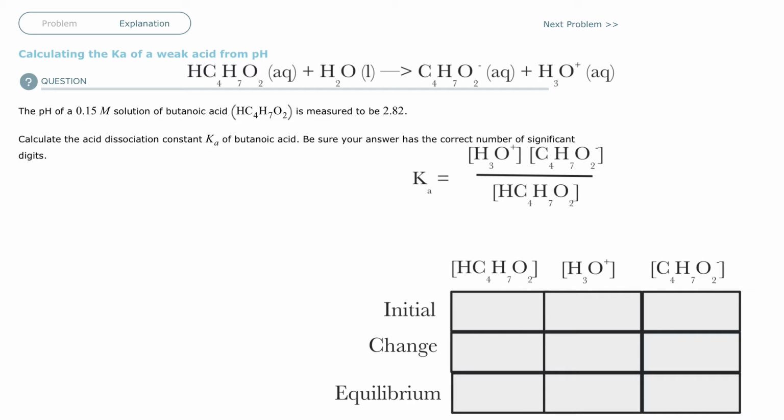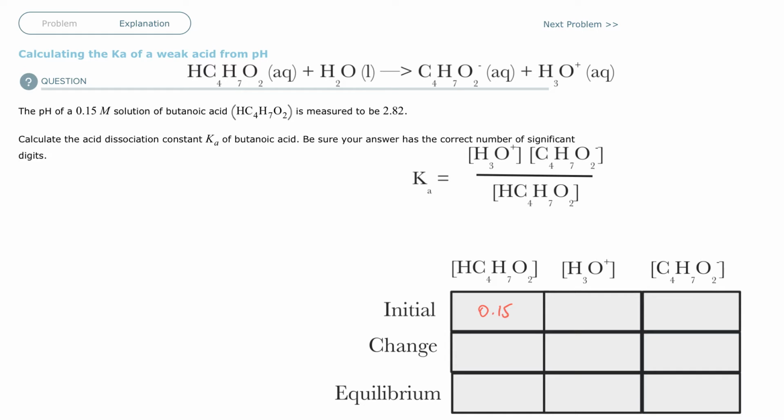So let's take it slow and do it. So first of all, let's do the easy stuff. We're going to do the ICE table that we know. Okay, so the first thing that we said is that it is a 0.15 molar butanoic acid. So that is what we're going to put here. 0.15 molar. That's the initial molarity.